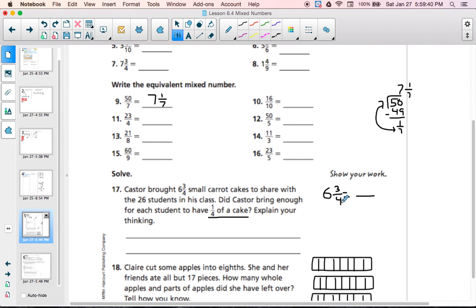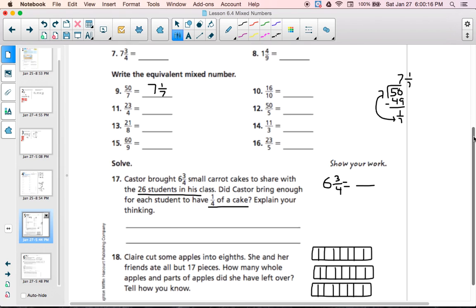There's 6 3/4 small carrot cakes. Change that into a fraction, like you did up above, and the numerator will tell you if you have enough or not. Remember, there's 26 students in the class. The numerator will give you a clue as to whether or not there's enough for everybody. All right, so try that and see how you do.